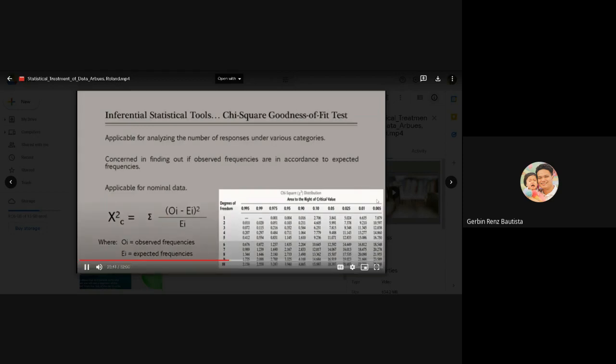The following is the formula for the chi-square test: the sum of the square of observed minus expected frequencies divided by the expected frequencies. A critical table of chi-square values is used in comparing the computed value and the critical value based on the parameters of the decision rule to come up with a decision of whether to accept or reject the null hypothesis.